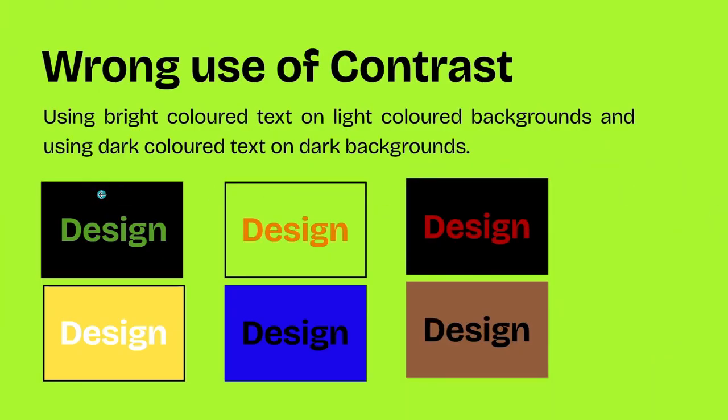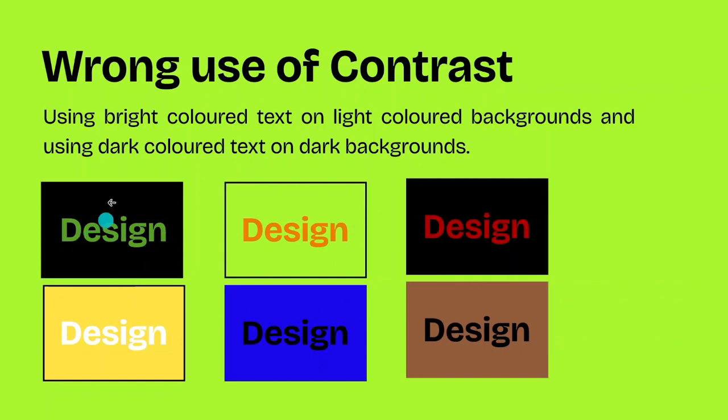Now let's look at wrong use of contrast, so in case you see it in a design, you can always recognize it. So number one, we have using bright color text on light colored backgrounds and using dark colored text on dark backgrounds. If you look at this, you'll notice that these examples here are examples of bad ways of using contrast.